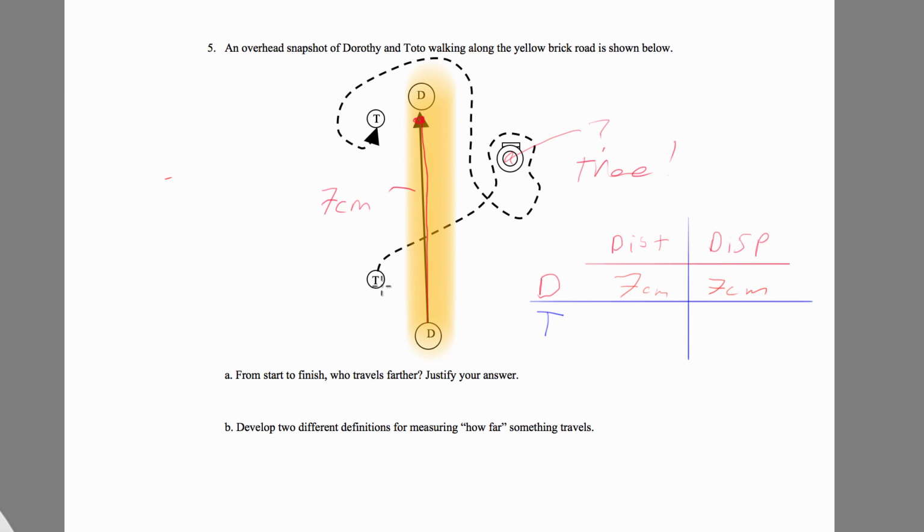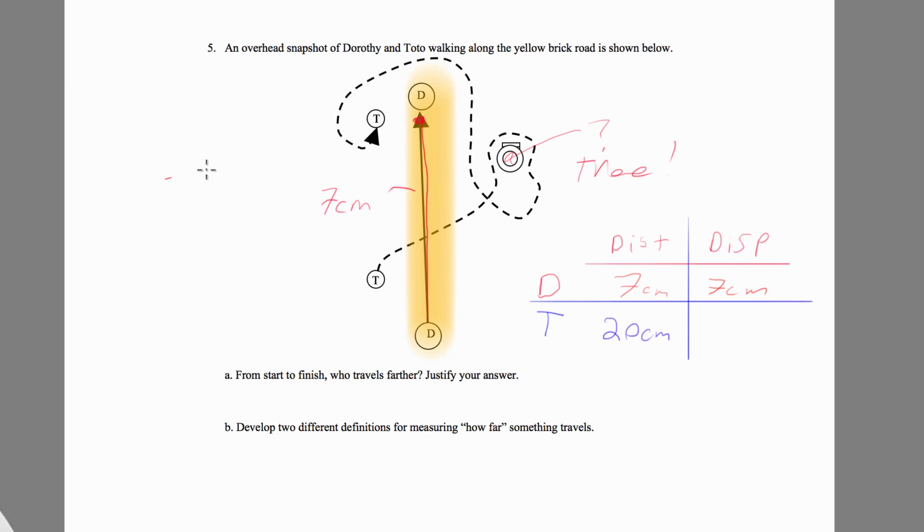I think we can agree that Toto's experience was running quite a bit further, because Toto ran this way around here. It's really hard to measure a curve with a ruler, but I think we can agree that this distance is large. I'm going to make up a number. Oops, I want to use blue, sorry. Say 20 centimeters. Now the displacement is something that we can figure out.